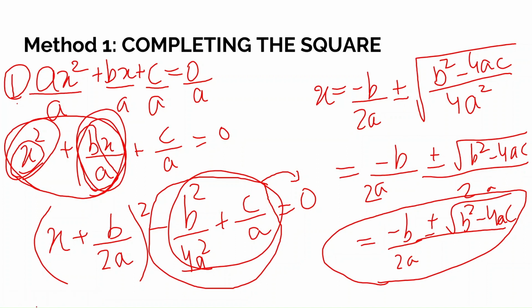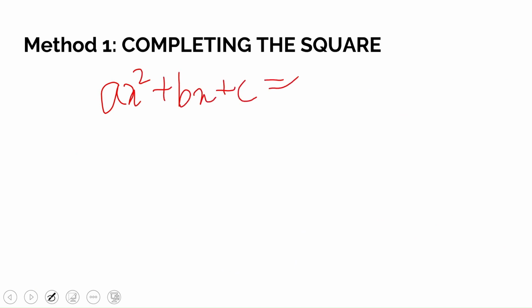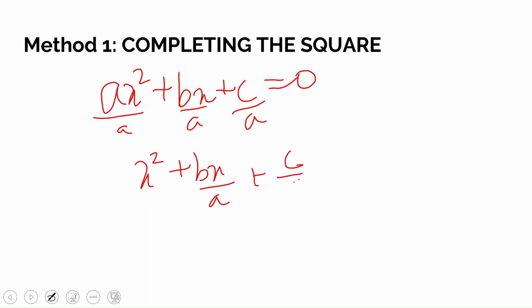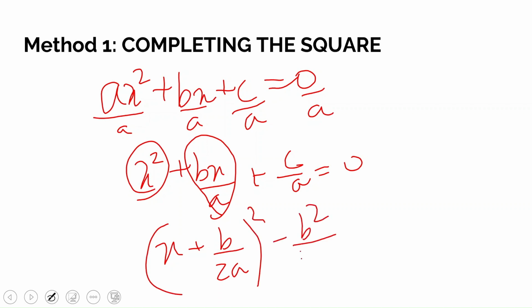I will be erasing everything and just showing you step by step in a simpler manner. So if you have ax squared plus bx plus c equal to 0, you divide everything by a to get x squared plus bx by a plus c by a equal to 0. And the next thing is just take this as x plus half of the coefficient of this, which is b by 2a, square that, subtract b squared by 4a squared, and you add c by a. That's the main method, and then you make x the subject of the formula.